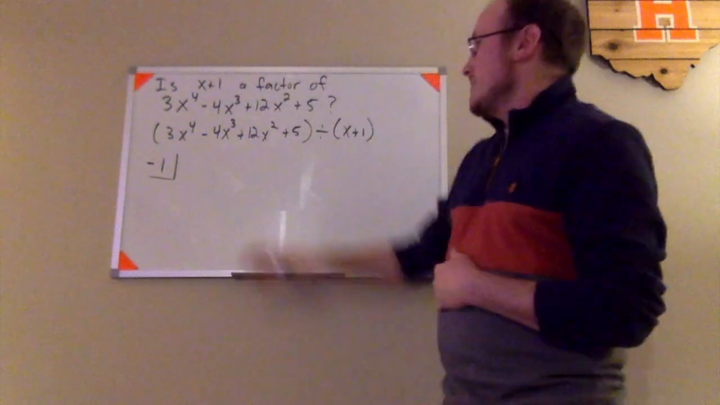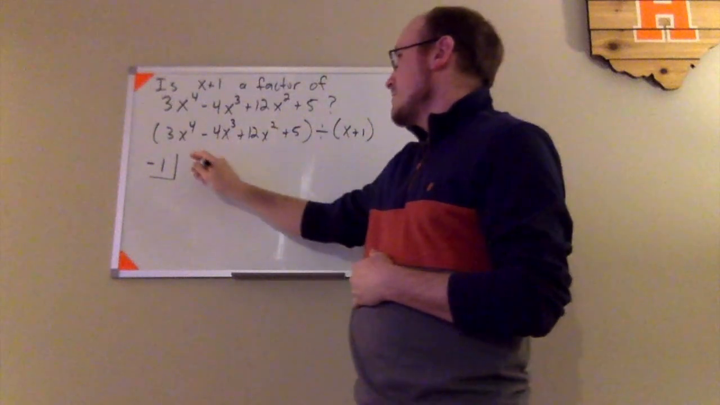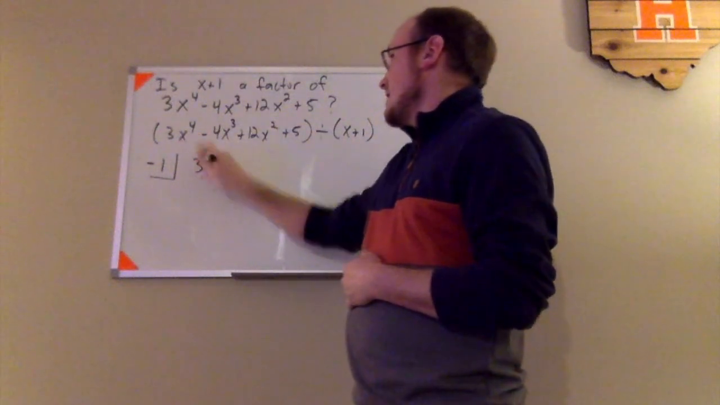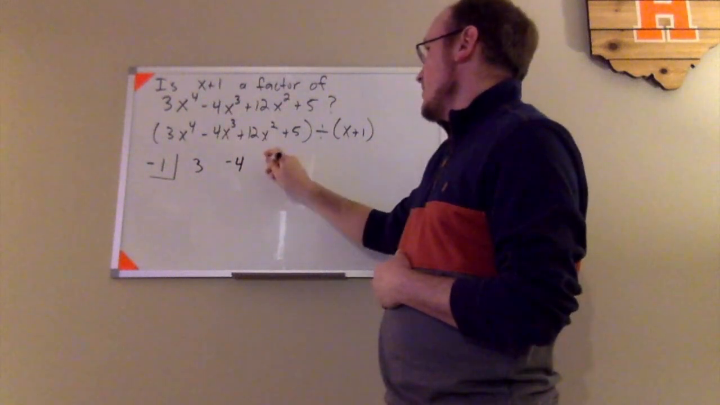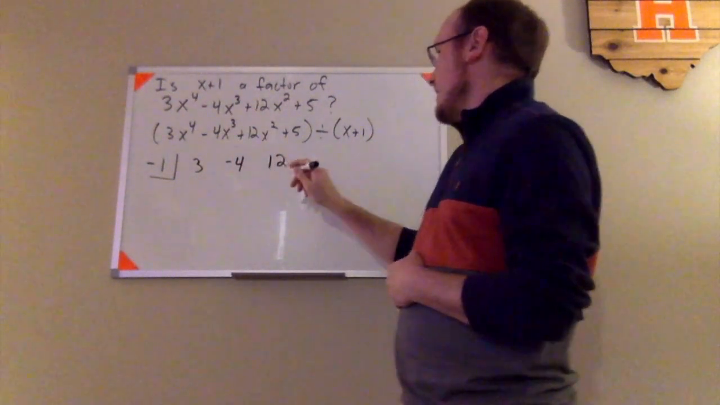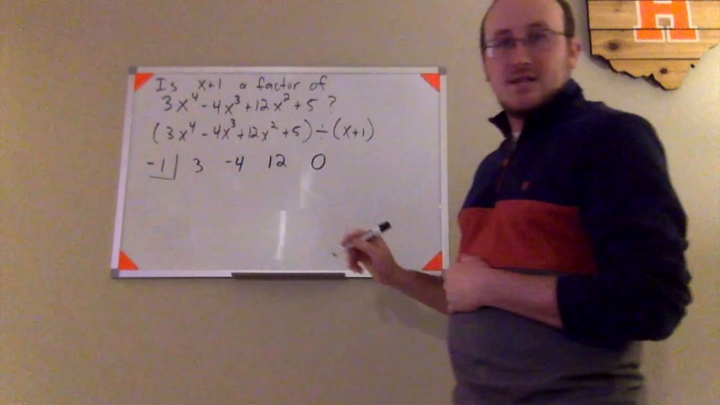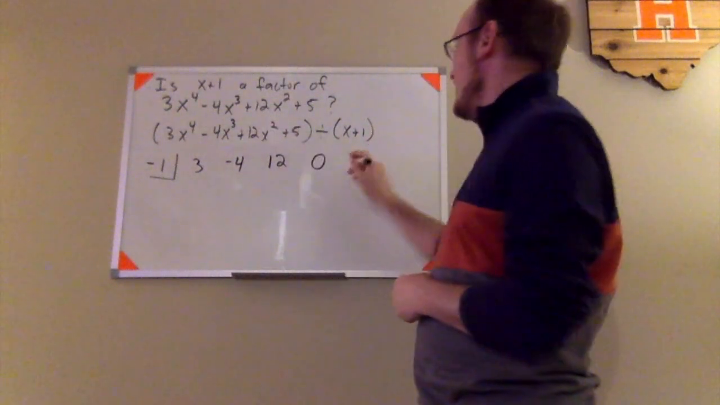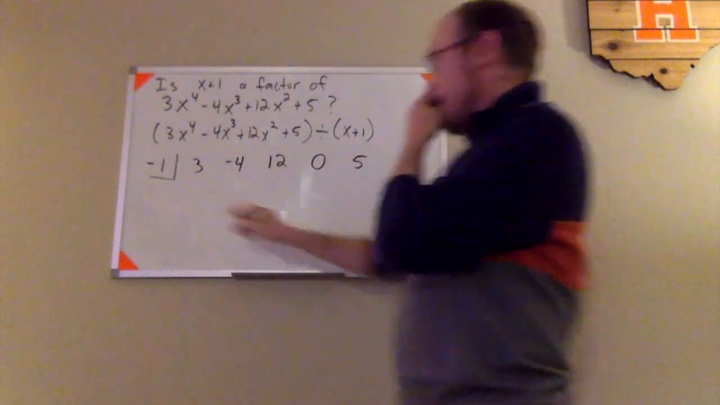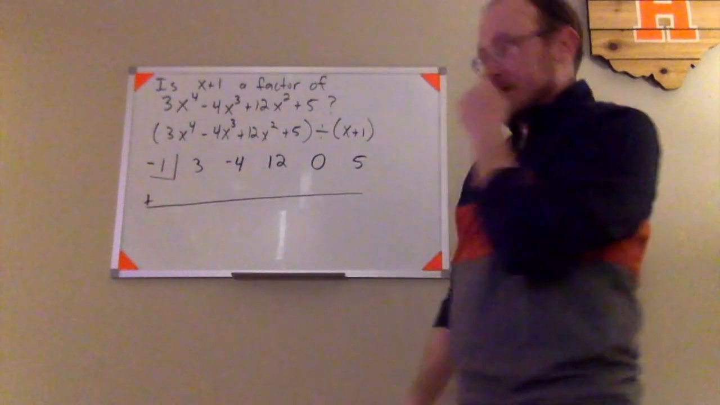As I'm setting this up, again, I need to list the coefficients across here, watching out for any skipped powers. So I've got 3x to the fourth, and then minus 4 is my coefficient of x to the third, 12x squared. Notice it skips the x to the first power term, so I need a 0 for that spot. That's, again, a common place students make a mistake. And then finally, the positive 5. I've got it set up for the synthetic division.